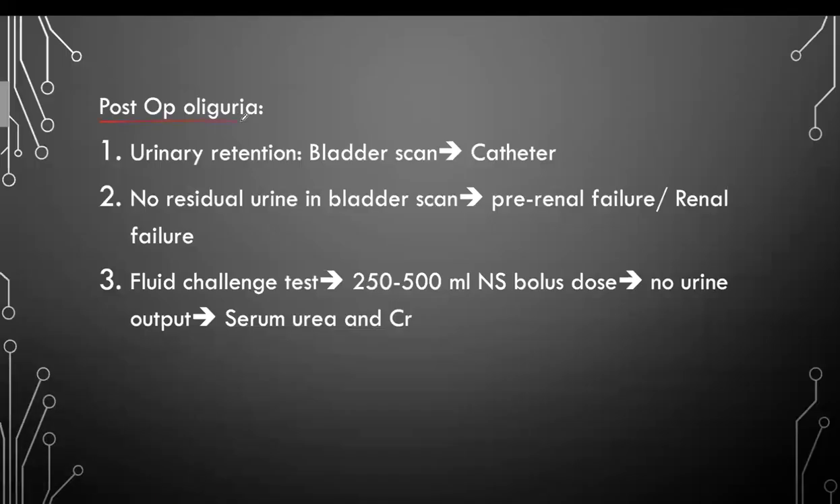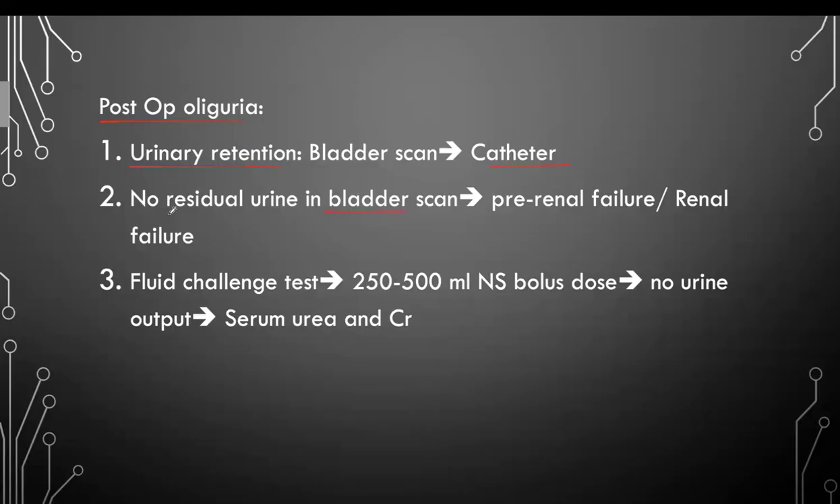So a patient who has had an operation developed oliguria and developed urinary retention. If there is urinary retention, that means the patient cannot void, you can start doing a bladder scan. And if in the bladder scan you see that there is a lot of urine in the bladder, but the patient is not able to void, then catheterize the patient.